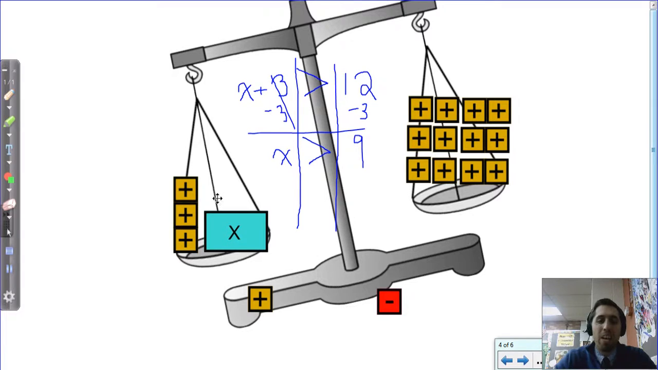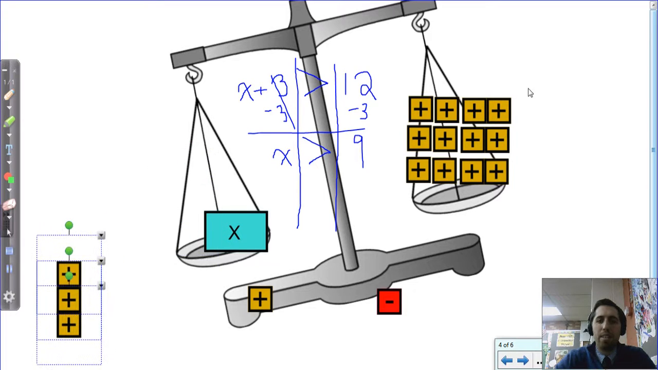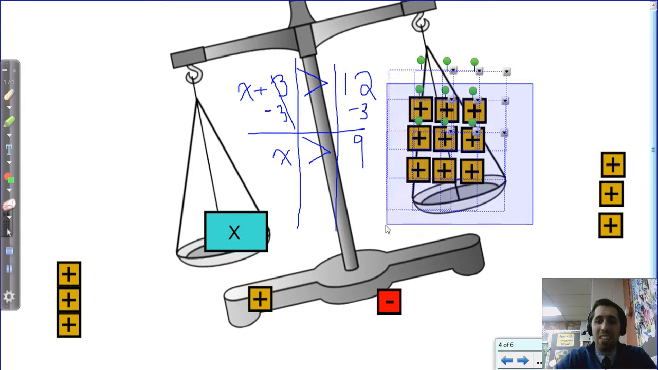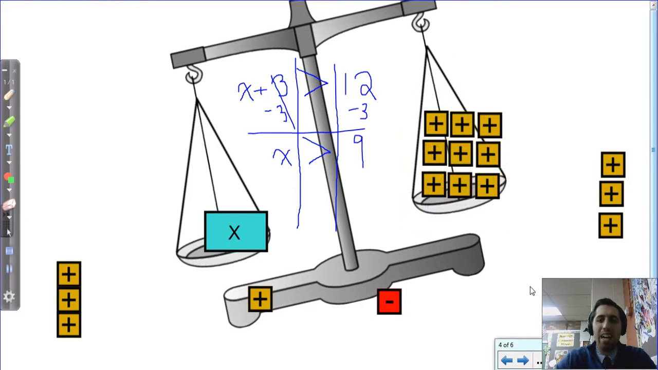What I want you to realize here is that this makes sense if we were to physically do it as well. If you had scales that were off balance, and you didn't know the weight of this x box, but you knew that on one side you have the x box and 3 tiles, and on the opposite side you have 12 tiles, you could say to yourself, if it's unbalanced now and the left side is heavier, if I remove 3 same size boxes from either side, it should stay imbalanced in the exact same way. That's why this inequality symbol stays the same as it falls down.